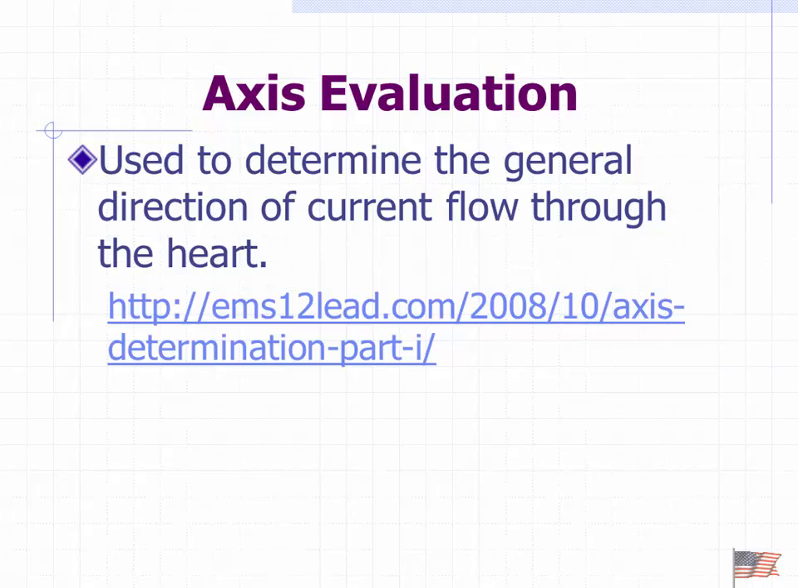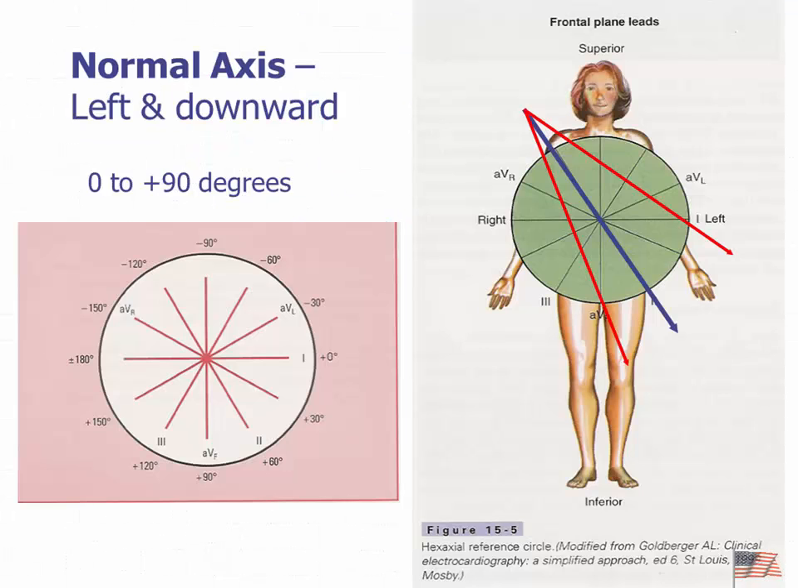Axis evaluation. Axis evaluation is giving us an idea what direction the flow of electricity through the heart is going. Normally it goes from right to left and top to bottom. Goes from basically the right shoulder to the left leg, lead 2. That's why we use that as the idiot's lead. Some conditions, though, change that. And we can use that as a diagnostic tool to see if that disease is present or not.